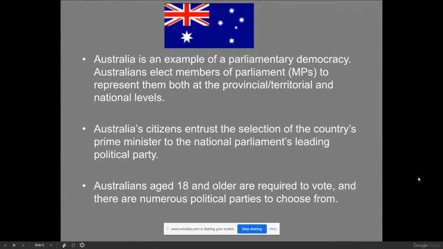Australia is an example of a parliamentary democracy. Australians elect members of parliament to represent them at the provincial, territorial, and national level. Australia's citizens entrust the selection of the country's prime minister to the national parliament's leading political party. Australians aged 18 and older are required to vote, and there are numerous political parties to choose from.